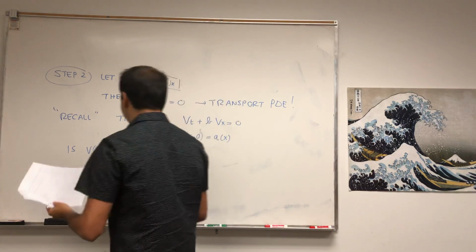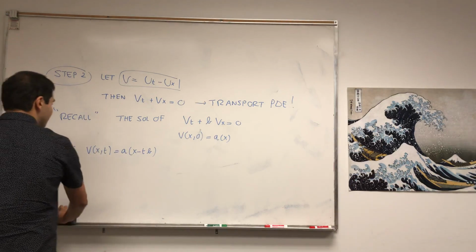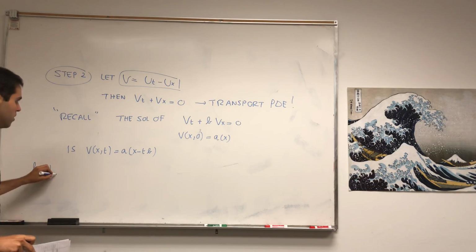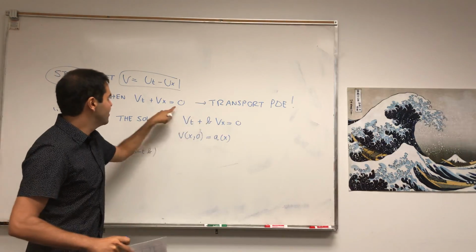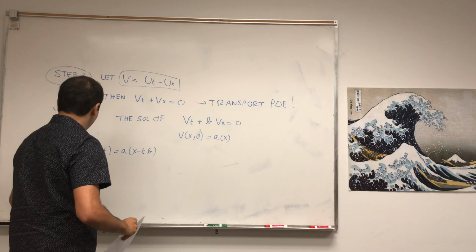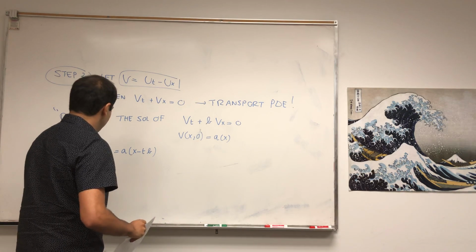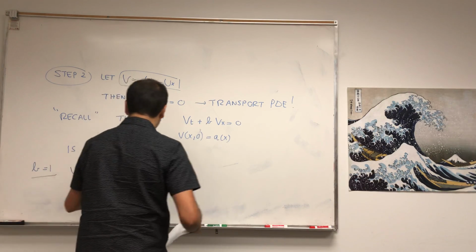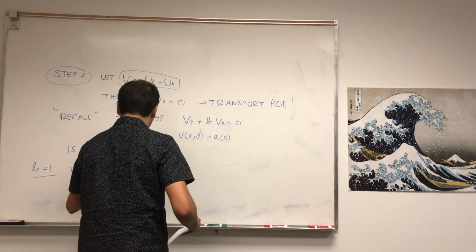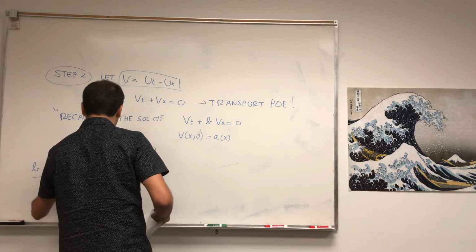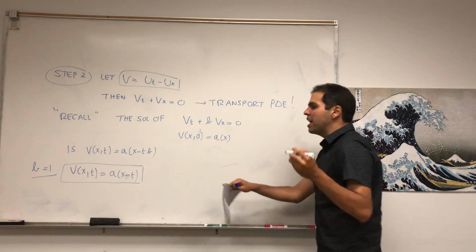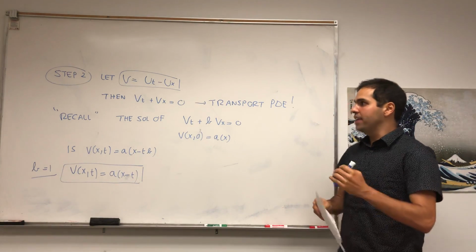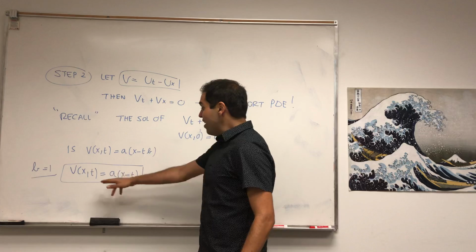And I'm so sorry, I was confusing this with something else. So here, b is 1. If you just compare this, v of x,t is just A of x minus t, so x minus t times 1. Alright, this is good, except that we don't know what A is, but in the end we'll figure it out based on our data.